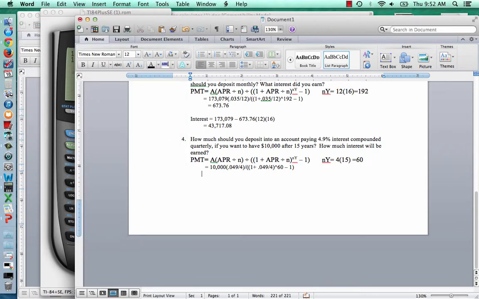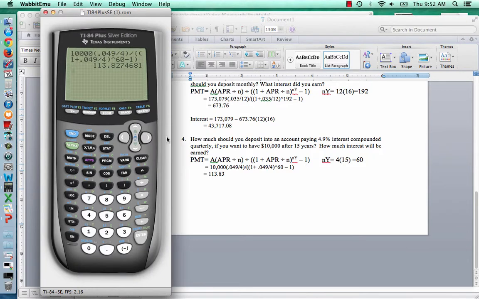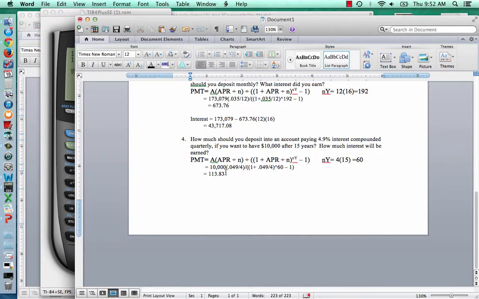So we would need to invest each period $113.83. Let me double check that. Yeah, okay. Which isn't much. If you think about it, if you're young and you want to start investing, all you have to do is put down about $100, and it'll turn into $10,000 after 15 years. And that's just on a quarterly compounding schedule.